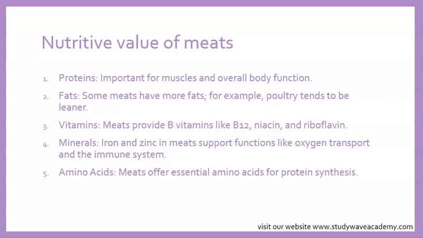Meats also have amino acids. Meats offer essential amino acids for protein synthesis. Meats provide essential amino acids that the body cannot produce on its own, contributing to overall protein synthesis. So these are the nutritive value of meats: proteins, fats, vitamins, minerals, amino acids. Do we understand? Okay, good. So next we're going to be looking at the methods of cooking meat.